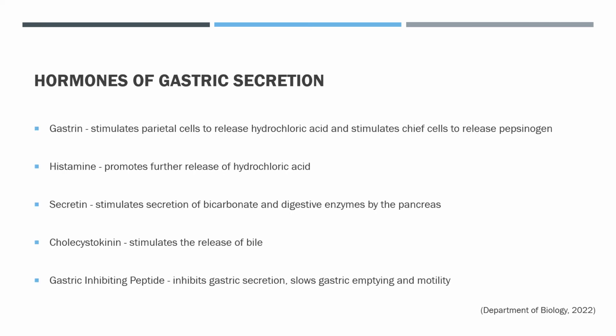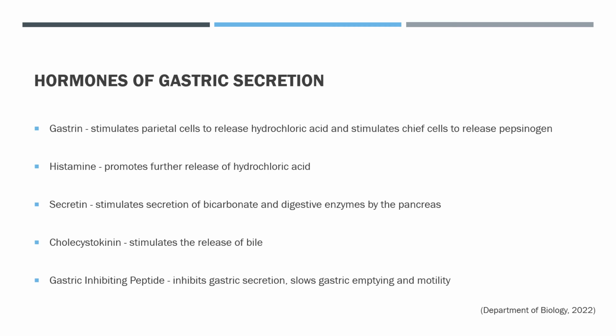In gastric secretion, specific hormones are released such as gastrin, cholecystokinin, secretin, histamine, and the gastric inhibitory peptide. I previously mentioned some of their functions in the previous slide, but now we will focus specifically on their actions. Gastrin is a stimulatory hormone. Enteroendocrine cells trigger its release, and gastrin acts on both parietal cells and chief cells. Gastrin stimulates parietal cells to release hydrochloric acid and stimulates chief cells to release pepsinogen.